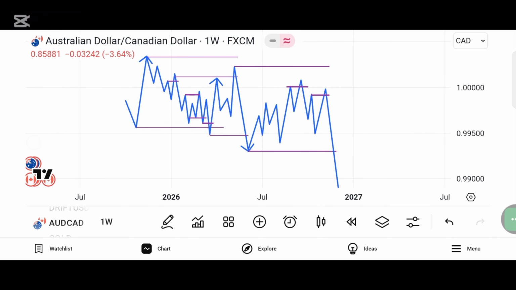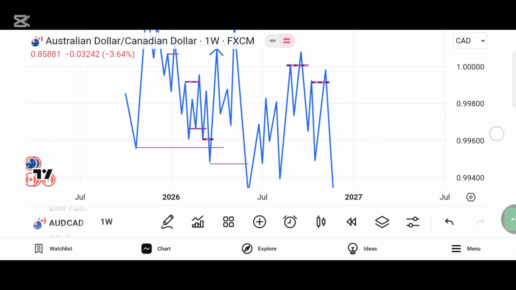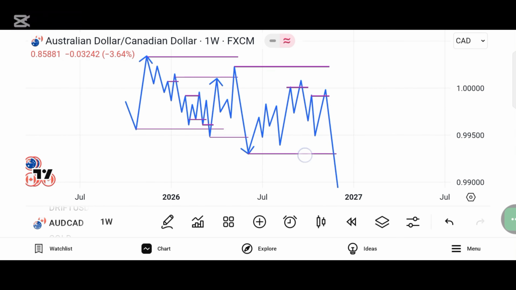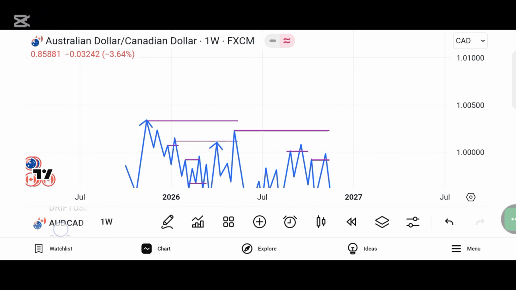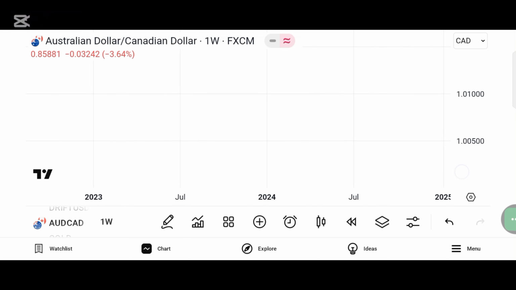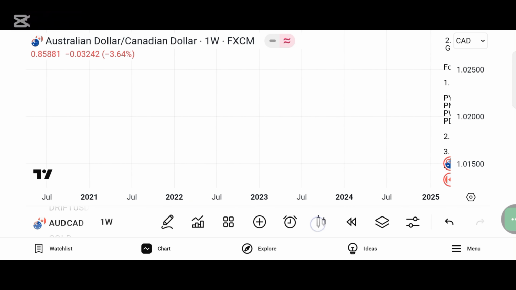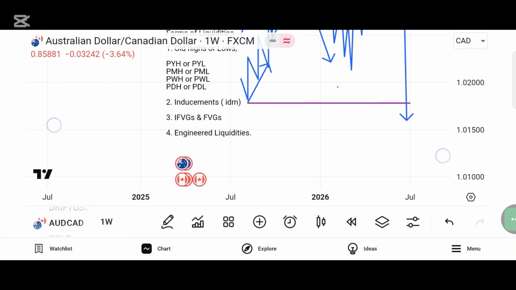All these are examples. So you just want to look for the best price, and maybe this was where price found enough liquidity to push down, taking out the overall objective, which was this old low. So it's the same thing for a bearish market. Everything is the same. And the next example we'll be talking about here is the IFVG and FVG.